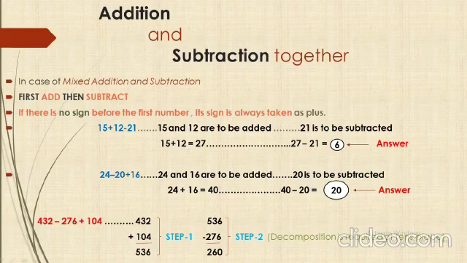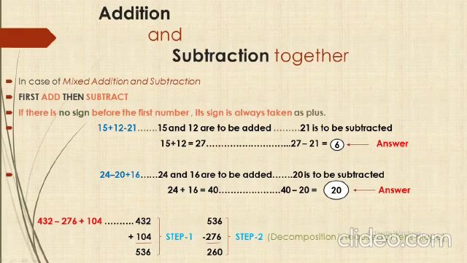Now here in the first example, 15 plus 12 minus 21. So 15 and 12 are to be added and 21 to be subtracted. So 15 plus 12 is 27, minus 21 is 6, the simplest one.